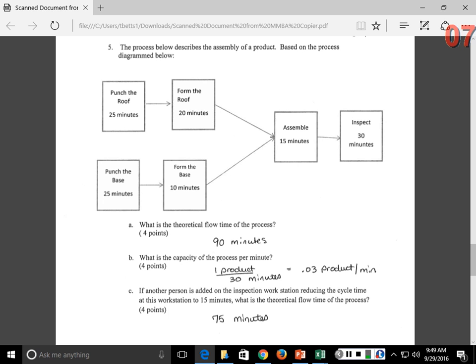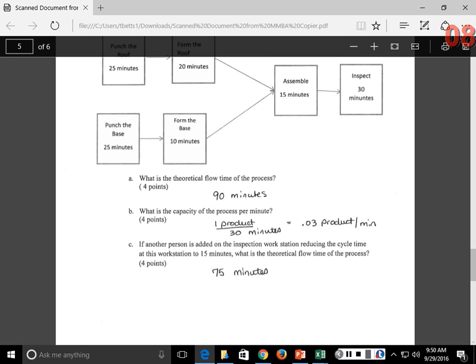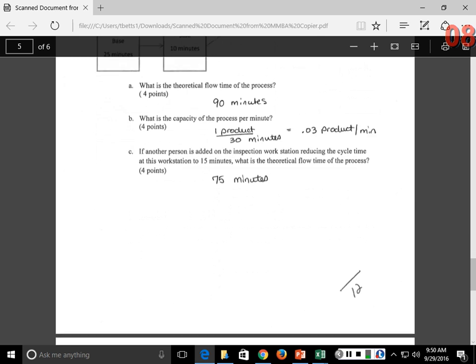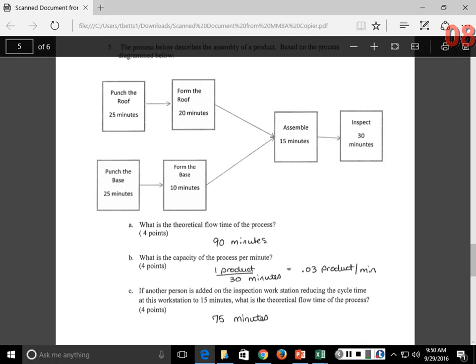If you remember, we said you need to find the bottleneck because that's the fastest that it's going to flow off. If you think of this as a production line, the bottleneck is the longest task here at 30 minutes. Okay. And so it's 1 product for every 30 minutes, or 0.03 products per minute. And then the question is, if I add another person on the inspection workstation, here at this workstation, to 15 minutes, what's the theoretical flow time of this process? Well, then I'm able to take 15 minutes off of that flow time, so it's 90 minus 15, which is 75. Okay? Any questions on that one?